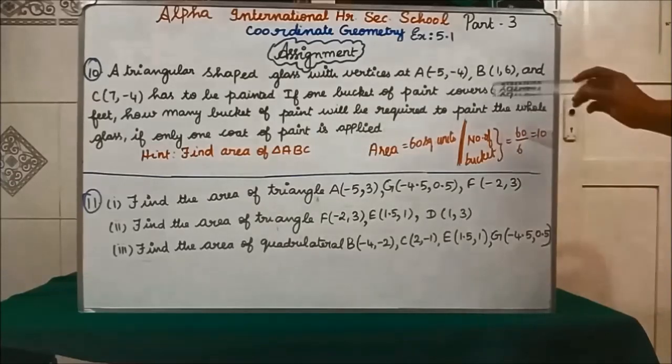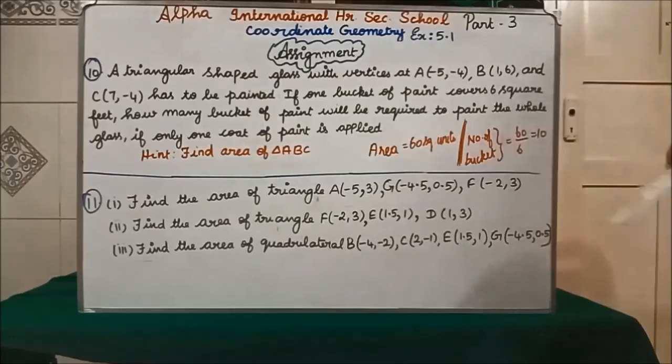Okay, but one bucket covers 6 square feet. So that 60, that answer, you are going to divide by 6, so that you will get the number of buckets. So 10 is the number of buckets we need to paint the triangle. Clear? The glass shaped triangle.